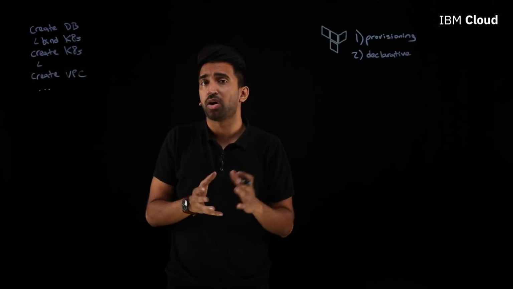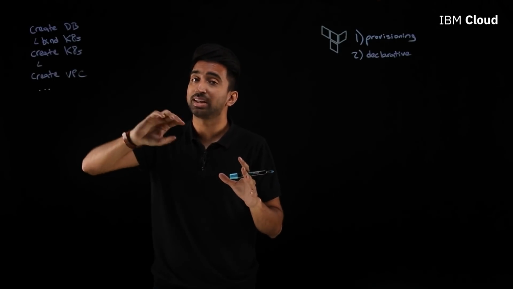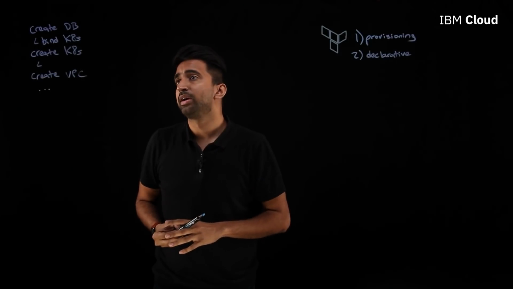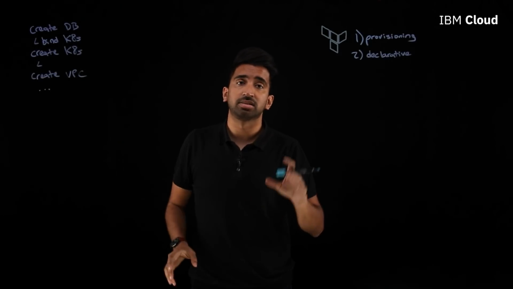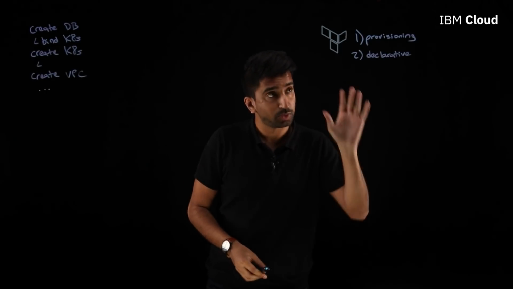This is essentially what's called an implicit dependency. You can also do explicit dependencies where you can just tell a resource to wait until another one is up and ready to go. So that's one of the key advantages of Terraform, that it takes a declarative approach.